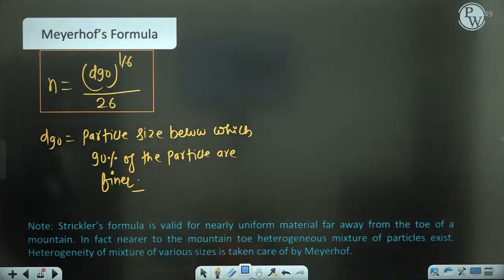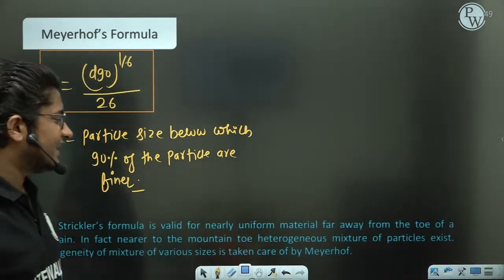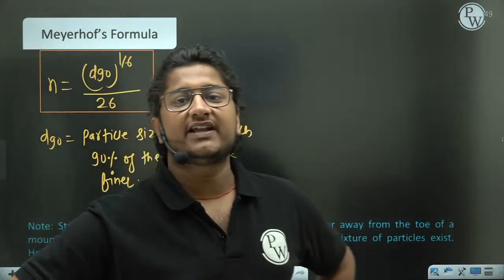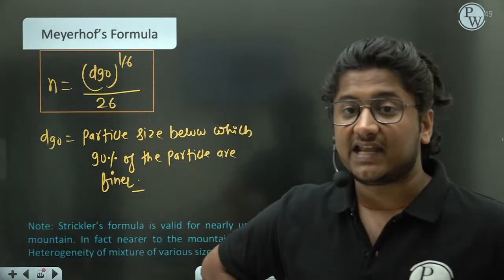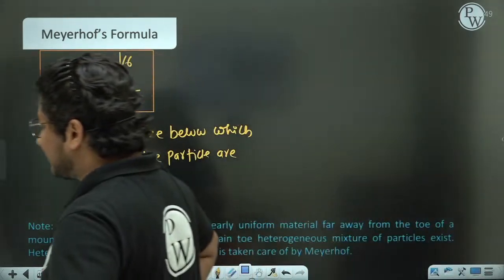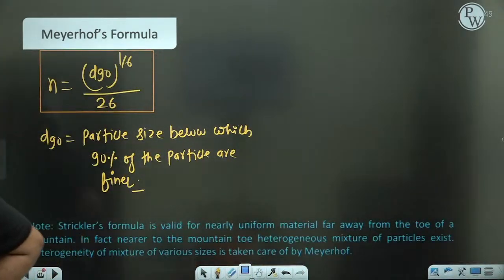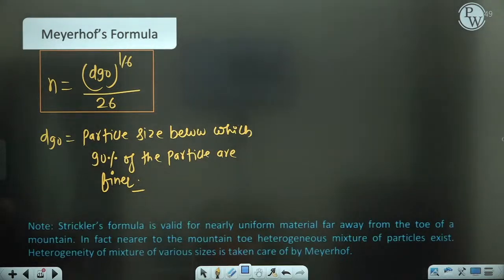Strickler formula is valid for nearly uniform material far away from the toe of a mountain. In fact, nearer to the mountain toe, a heterogeneous mixture of particles exists. The heterogeneity of the mixture of various sizes is taken care of by Meyer-Peter. Basically, if you are taking 90%, the more heterogeneity of the particles is taken care of. So definitely Meyer-Peter gives you a more accurate value compared to the Strickler equation. This part you need to always remember.